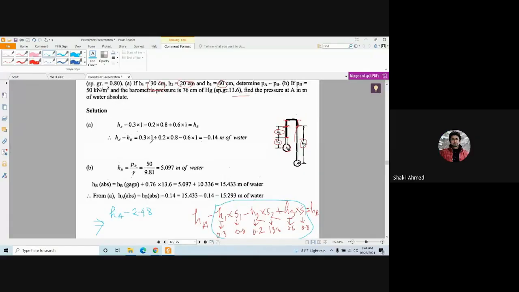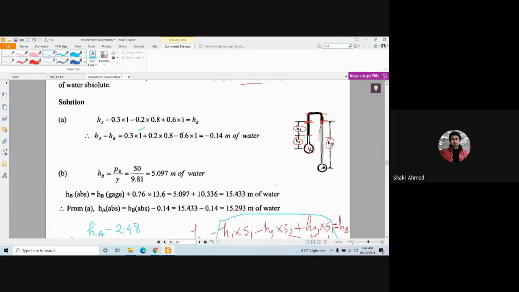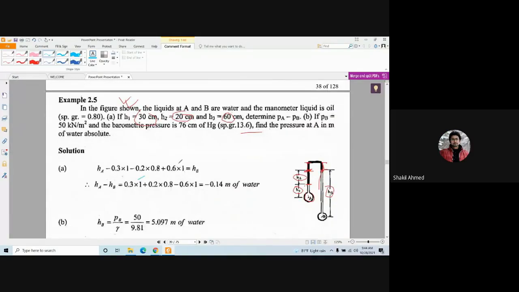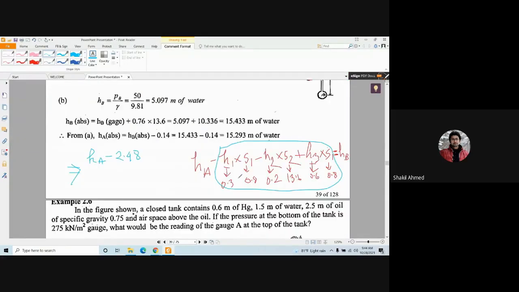Let me check. 1, right? Let me check. Barometric pressure. Oh, okay, I got it. So they are telling that liquid A and B are water and manometer. Okay, sorry. So liquid A will be water, right?